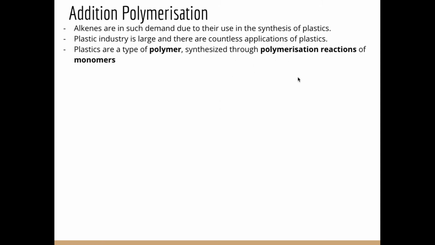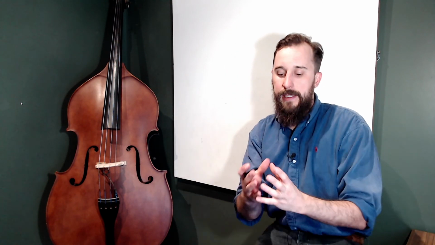Countless applications of plastics. So plastics are a type of polymer synthesized through polymerization reactions of monomers. Let's break down these words as we often do to understand them. Mono is a prefix that means single, as in a monocycle has a single wheel, a monocle has a single lens. Poly, on the other hand, is an ancient Greek word that means many.